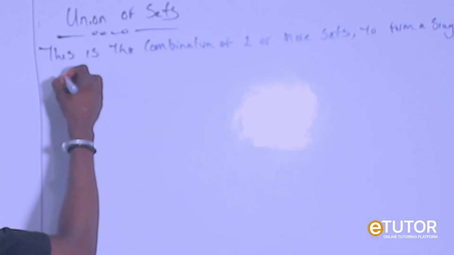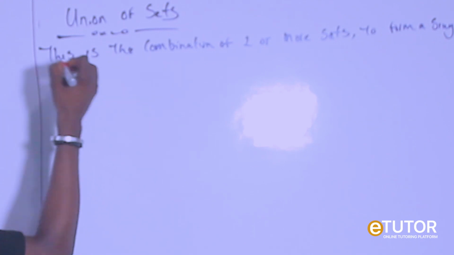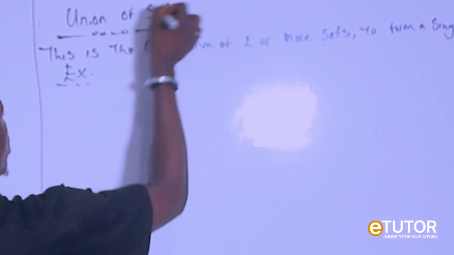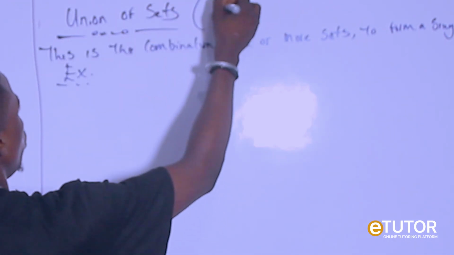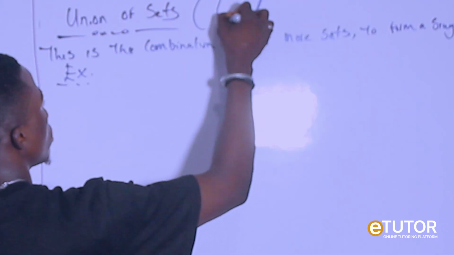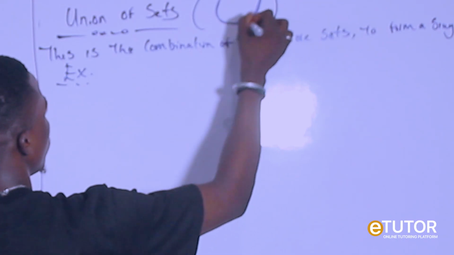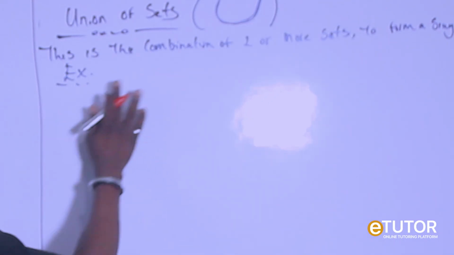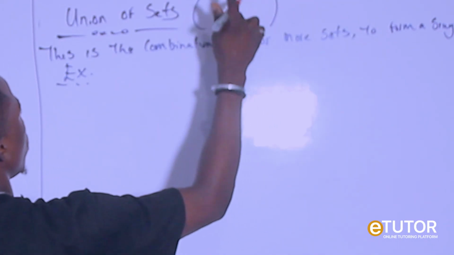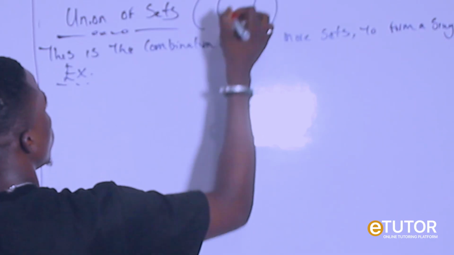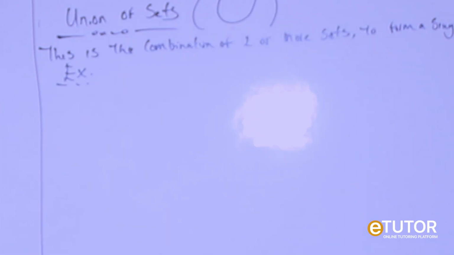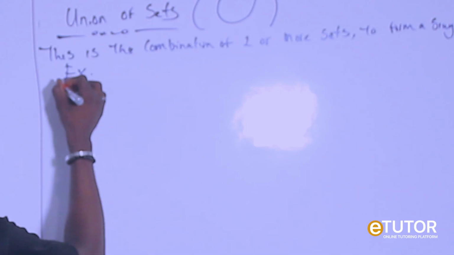So for example, the union of sets is denoted as this, ∪. It's kind of like a U. Not a U, but it's kind of like a U. So this is it. It's too big. Let me make it smaller. So here. This denotes union. So let's say we have an example like this.